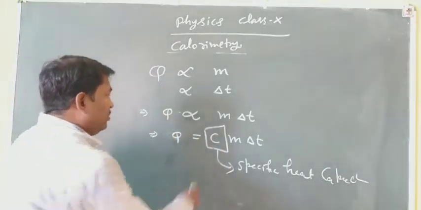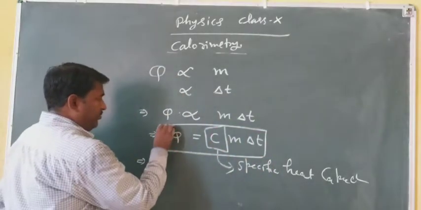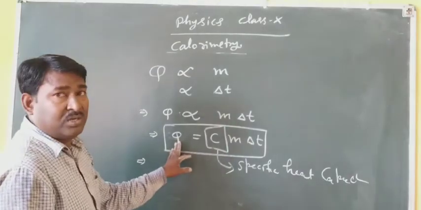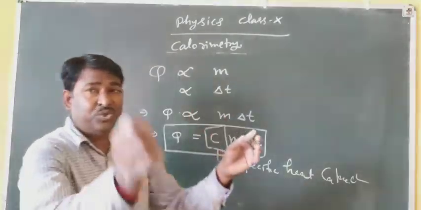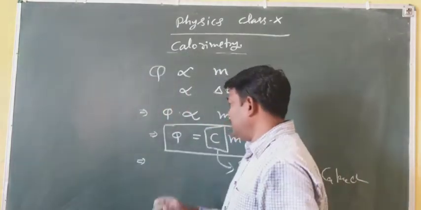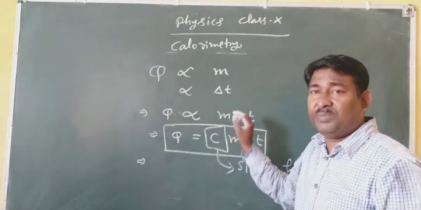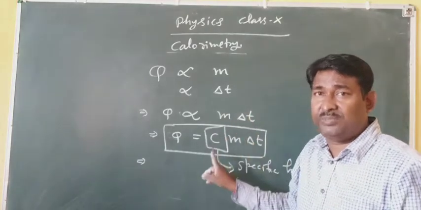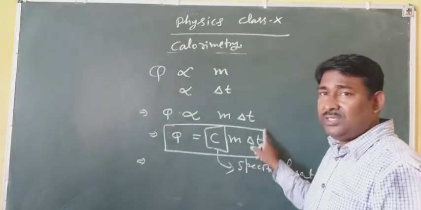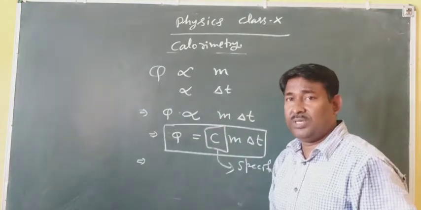Now it implies that, so this is a most important formula for Q, meaning the heat required. The heat absorbed by a body or a substance depends on the specific heat capacity of that particular substance, meaning the nature of the substance, the mass of the substance, and the change in temperature of the substance or of the body.